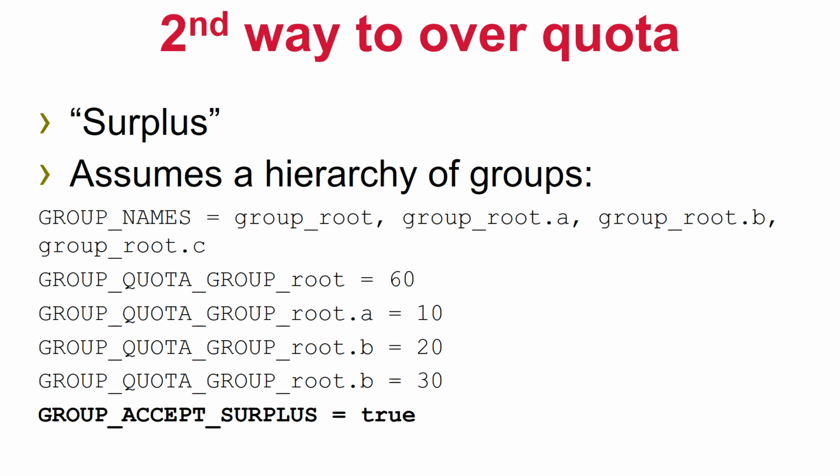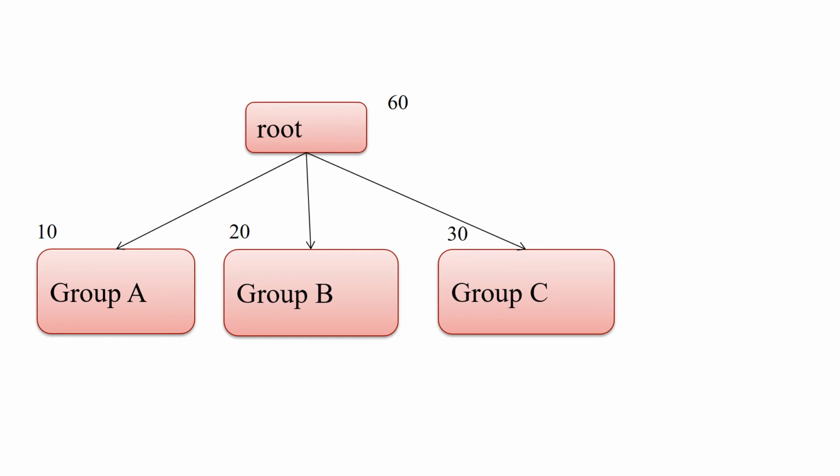The second way to break accounting group quotas is with surplus. This is a bit more work to set up, but allows for finer grained control. Surplus assumes there is a hierarchy of groups, with members of the hierarchy separated by dots. All members of this group quota hierarchy tree must be defined in the group names setting. The knob group accept surplus must be set to true. For this example, let's assume there's a quota of 60 at the root, and a quota of 10, 20, and 30 cores in groups A, B, and C, respectively. And let's say that group accept surplus is on.